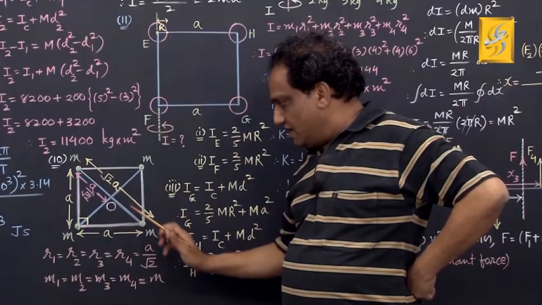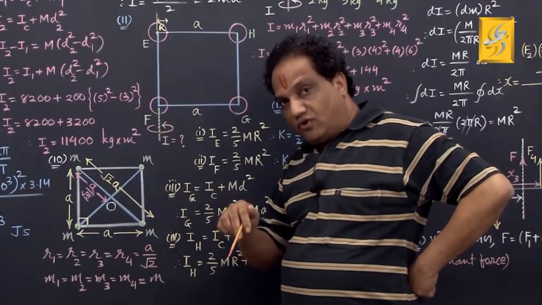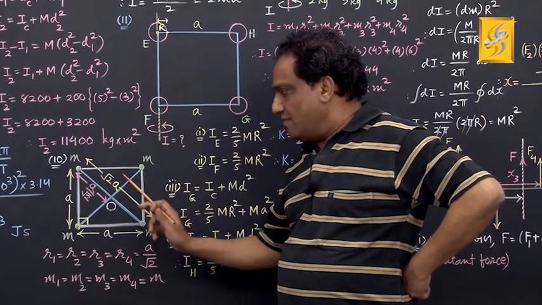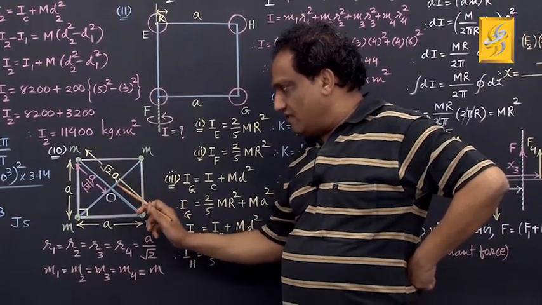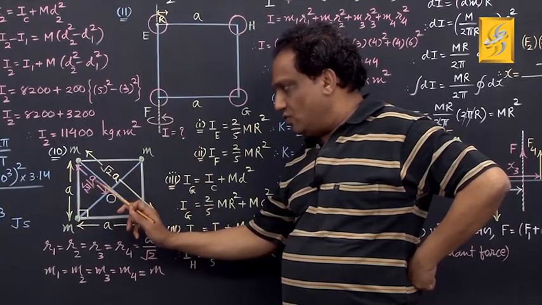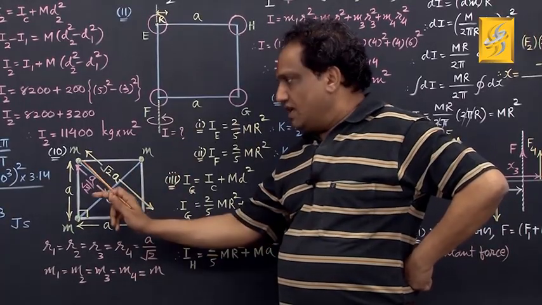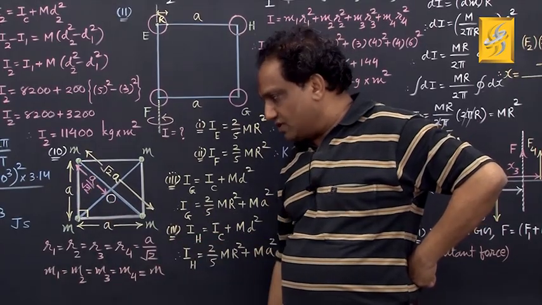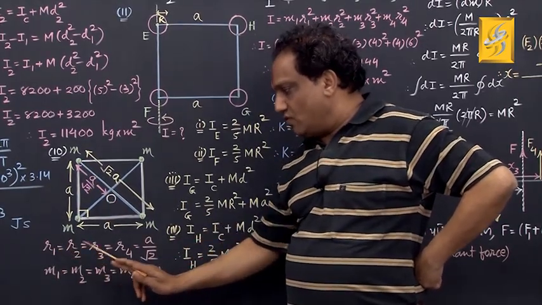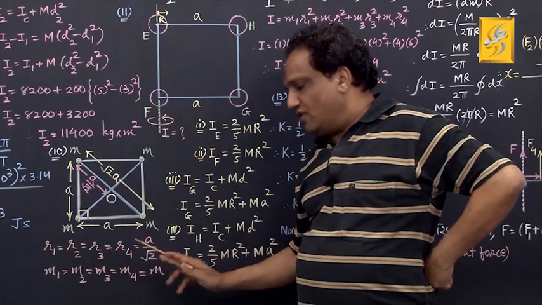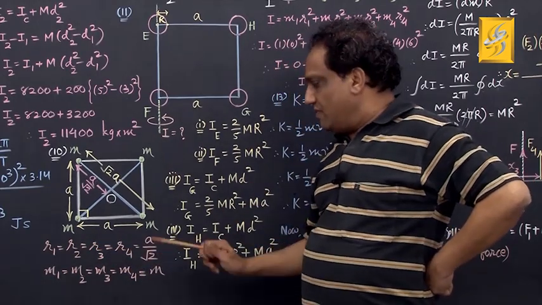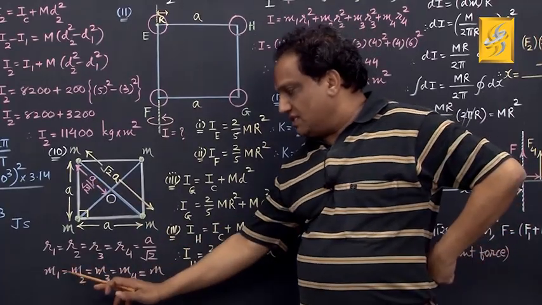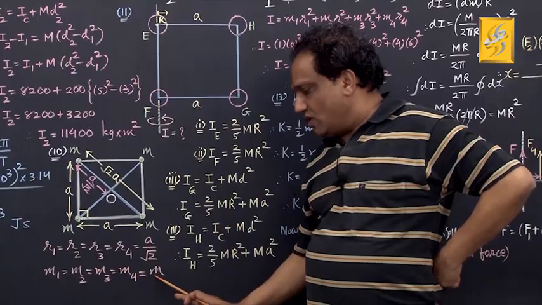So from here to here, it is root 2 into a, and if you want to find out half of that, it will be from here to here, half of this. So if you divide this value by 2, then it will be a by root 2. Equal distance of each point mass is a by root 2 from the axis of rotation. So whether it is r1 or r2 or r3 or r4, all four distances are equal, each of them being equal to a by root 2. And all the point masses are also equal, let it be small m.